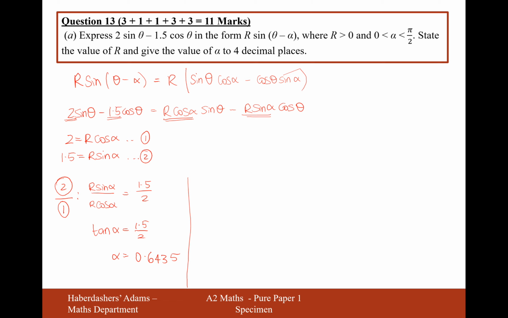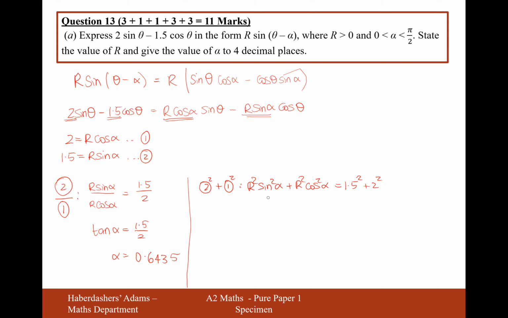Now to get an exact value for r, a good way of doing this is to do 2 squared plus 1.5 squared. Well, this seems a very difficult way of doing it, but let me show you why this is a really good way of doing it. Let's do r squared sine squared alpha plus r squared cos squared alpha. That's what you get when you square the right-hand side of equation 2 and add it to the square of the right-hand side of equation 1. This is going to be equal to 1.5 squared plus 2 squared.